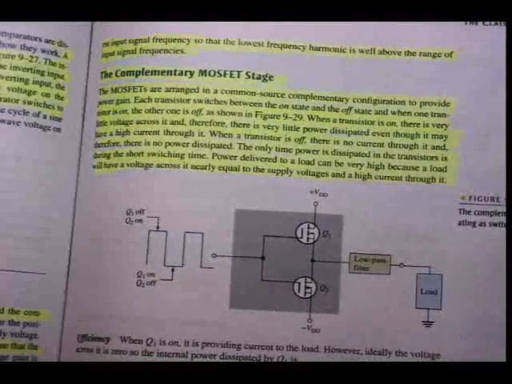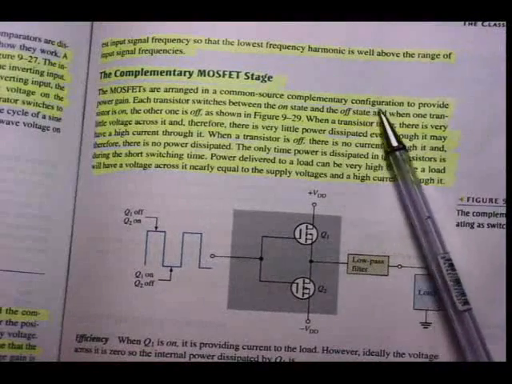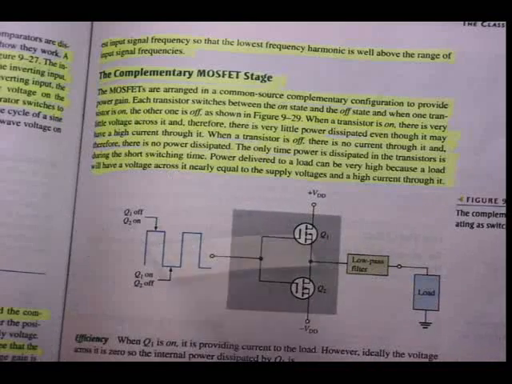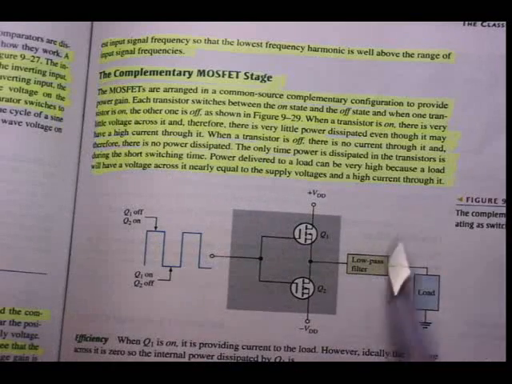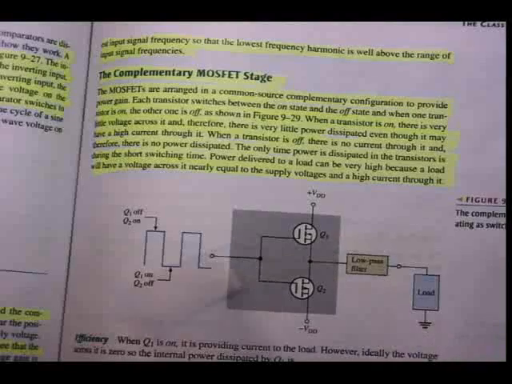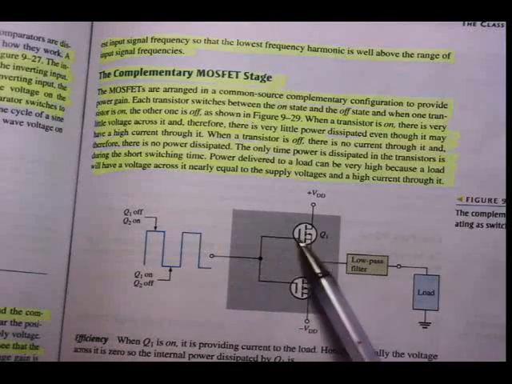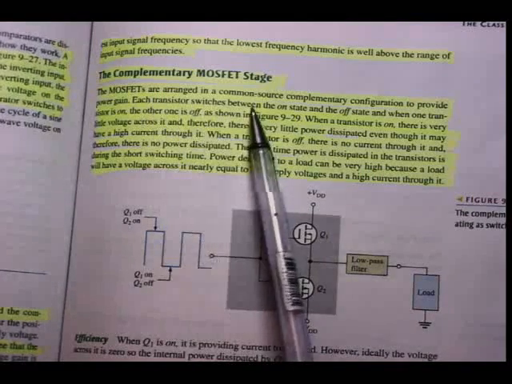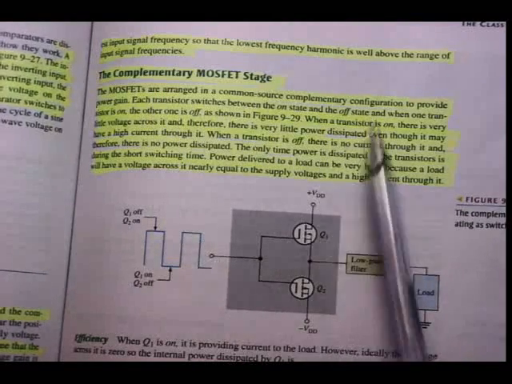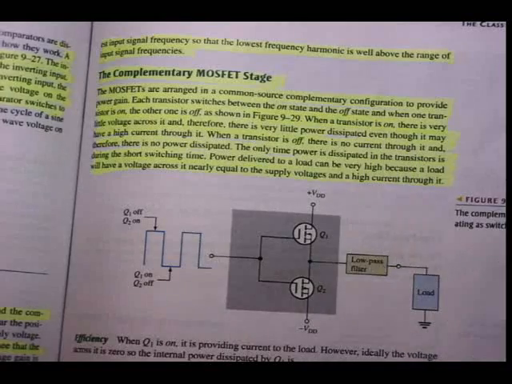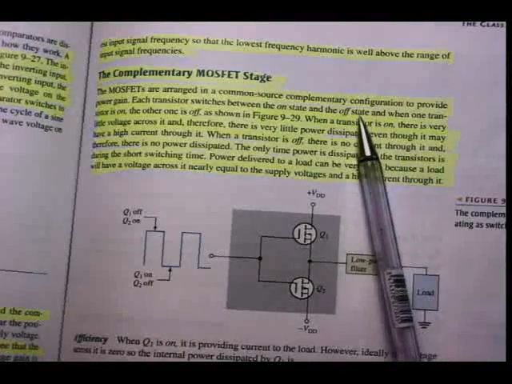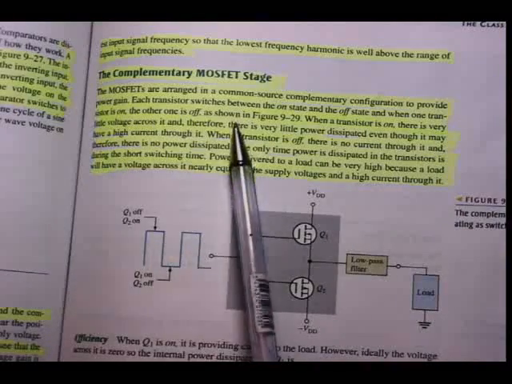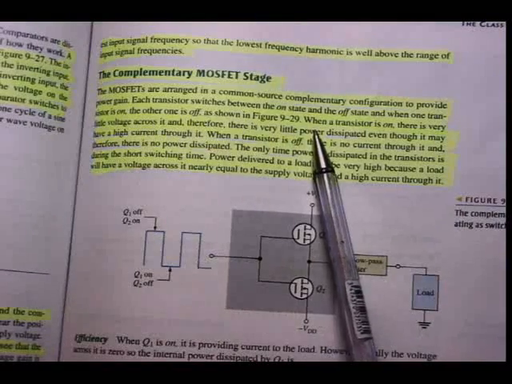The MOSFETs are arranged in a common source complementary configuration to provide power gain. We can see here in figure 929, common source configuration. Each transistor switches between the on state and the off state, as we have established already. It's either on or off. It's not operating linearly. And when one transistor is on, the other one is off, as shown in figure 929.